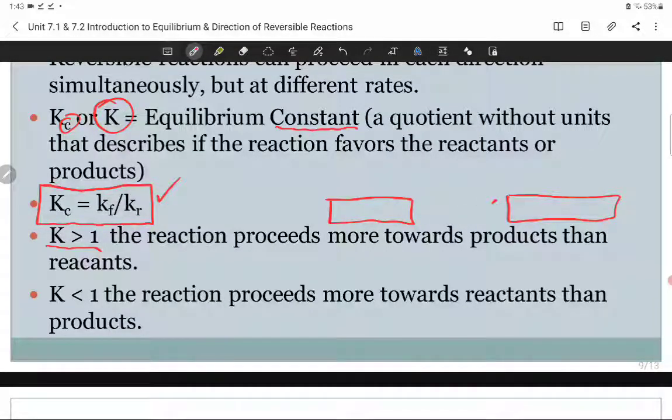And then if K is less than 1, it's the opposite idea. There are not going to be many reactants becoming products, but there are going to be lots of products becoming reactants. So at the end of the day, you're going to have a lot of that. So not many of the reactants will become products. That's what you'll notice.